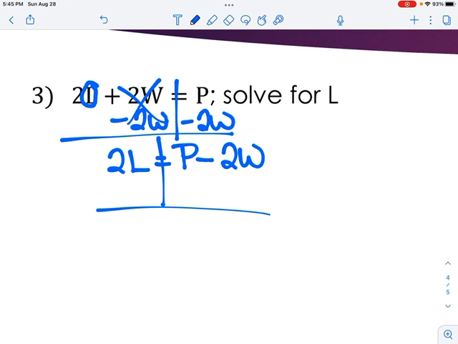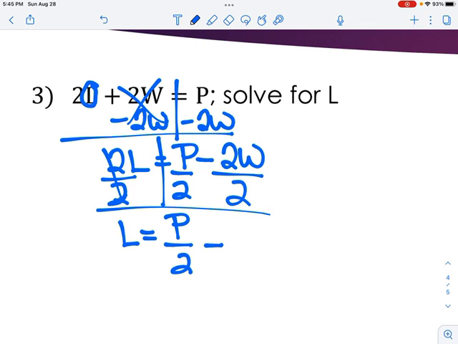Then my next step is I'm going to divide everything by 2. Okay, and that would leave us with L is equal to P over 2 minus these 2's cancel, and it would just be W. And that would be our simplified version. Okay, so length is equal to perimeter divided by 2 minus the width.